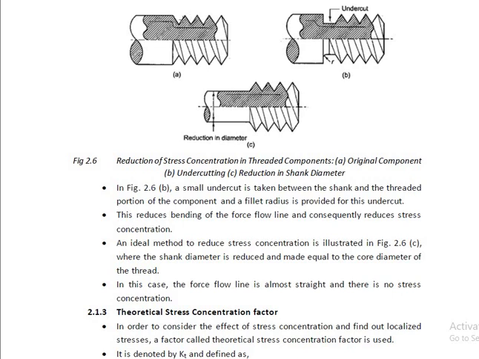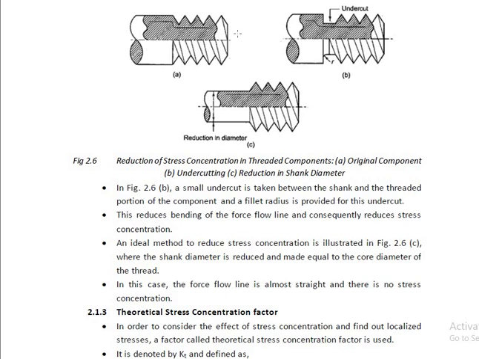Now this thread will act as a discontinuity in the component. If this shaft or member is continuous like this, with no threads on the component, then there will be no chance of stress concentration. But these threads act as a discontinuity in the component, which adds to the localization of the stress at this point. Look at this. There is a sharp bending of this force line, the force streamline. So we have to reduce this stress concentration in the threaded member.